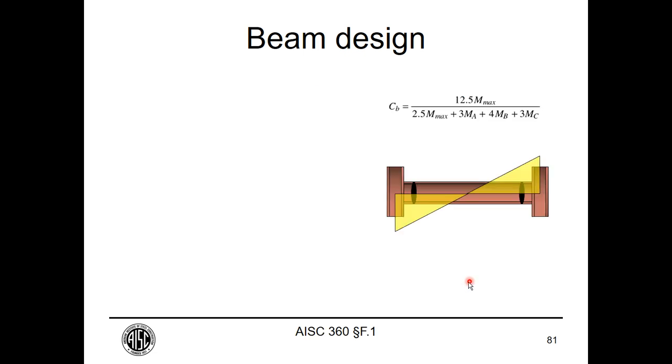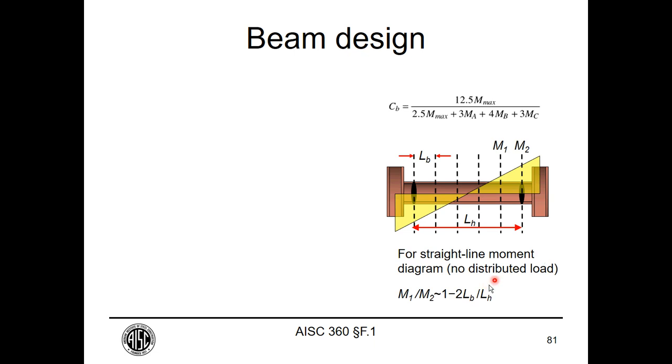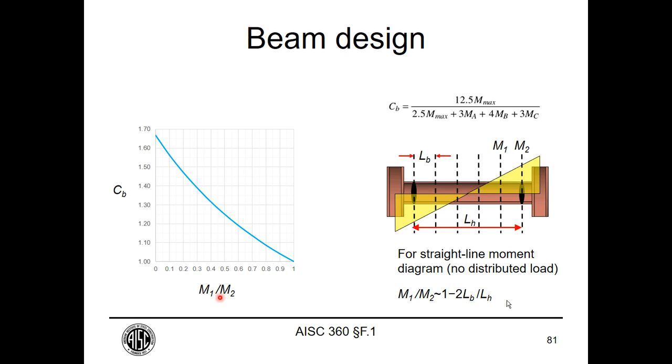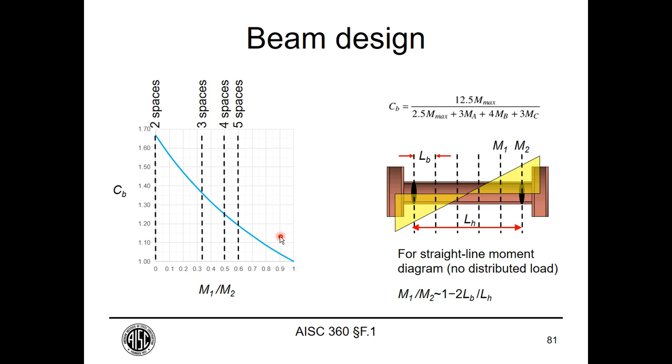C_b, by the way, is given by this equation. If you didn't have much of a gravity load, if you had a straight line moment diagram like this, you could calculate your C_b using essentially this equation. So if you had 5 spaces, you'd have a C_b of 1.2. If you had 4 spaces, 1.25, 3 spaces, 1.33, and so on.